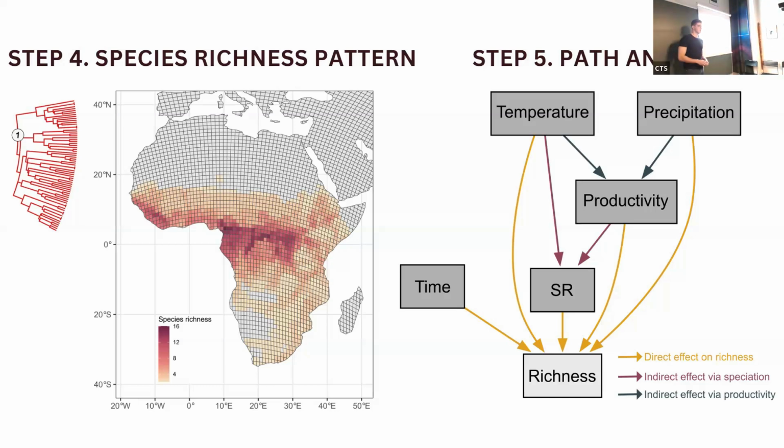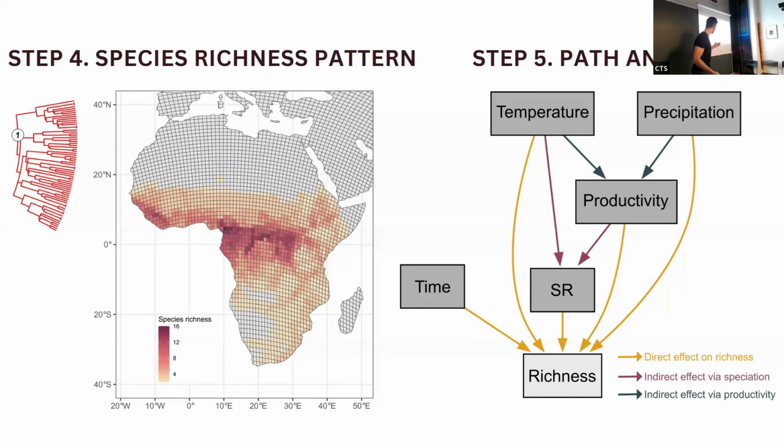Yeah, but if the strength of the link, for example between temperature and productivity, depended on the temperature, then it becomes harder to estimate. If the parameters are a function of the temperature. Yes, that's true.